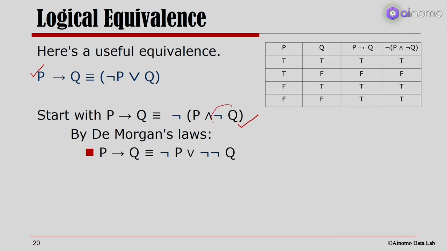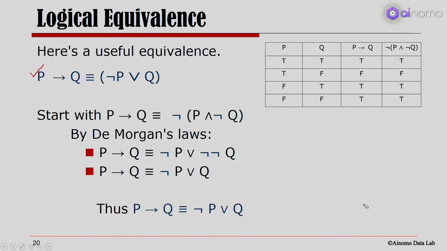We thereafter can use De Morgan's law to expand this out to its equivalent form, which is not of P and not of Q is the same as not of P or not of not Q, and that leads us to this being not of P or Q. Thus, P implies Q is equivalent to not P or Q. This is a very useful equivalence that we will be using when we work through the proofs, both in propositional logic as well as in first order logic.